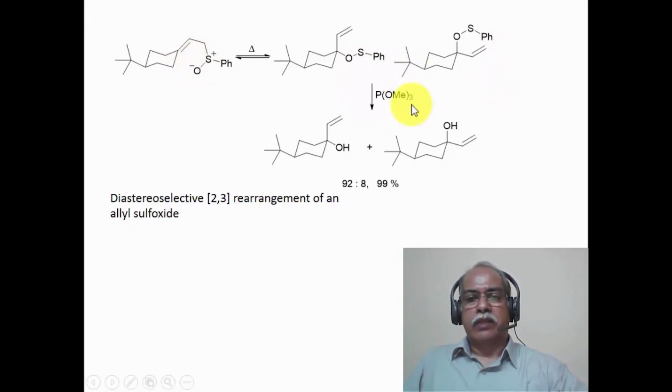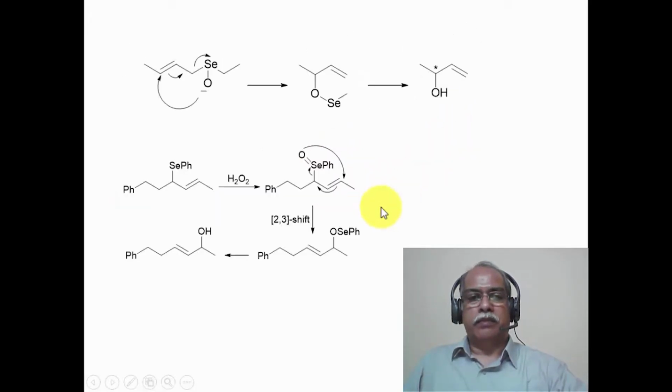Desulfurization using trimethyl phosphite gives the tertiary alcohols, which are shown here. The equatorial approached rearrangement is the predominant rearrangement, occurring to an extent of about 92%. The axial approach produces 8% of the other product. Overall yield is about 99%. So this constitutes a diastereoselective synthesis of an allyl alcohol, a tertiary alcohol, in a very diastereoselective manner. Only the equatorial alcohol is formed in major amount. The axial alcohol is produced in a very small amount in this particular case.